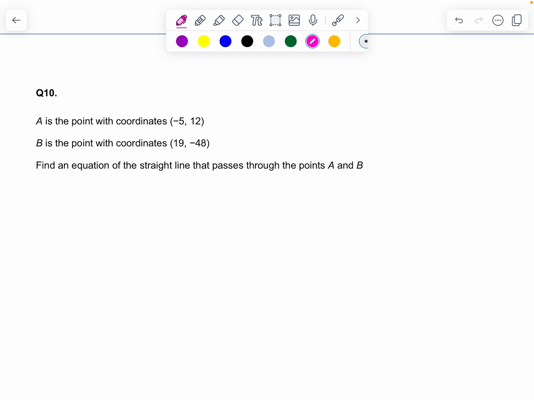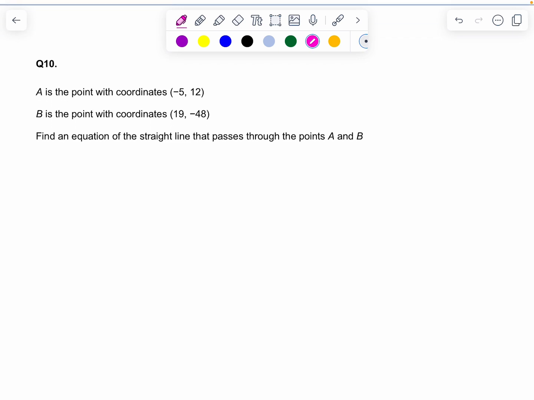Okay, question 10. Again, we've done this before, just need you to practice it. To find the equation of the line, you need two things. You need the gradient and you need the y-intercept. And it's worth doing these questions. It's 3 marks. Even if you just find the gradient, that's at least 1 mark, and we can all do that.